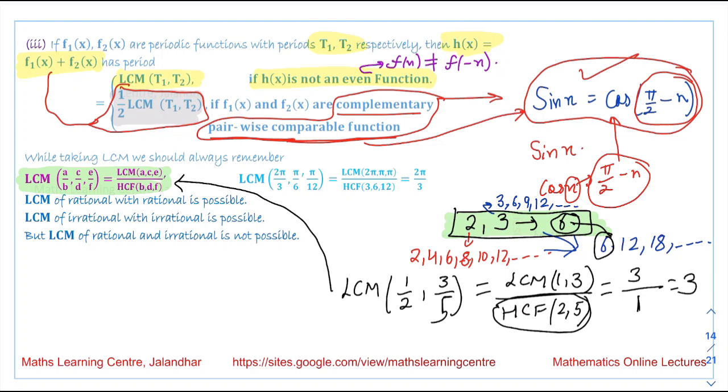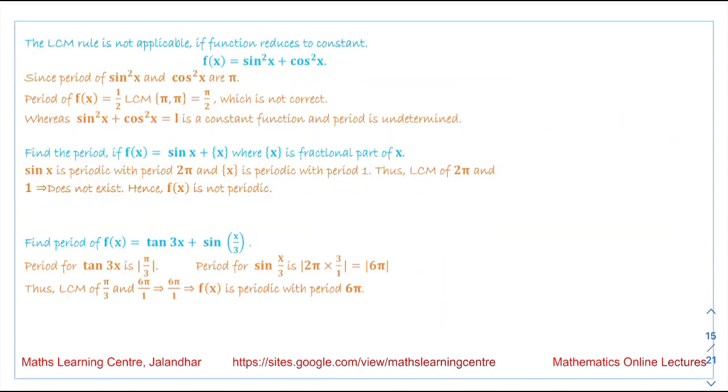It is important to note that whatever you have studied till now, you have studied the LCM and HCF for natural numbers. These are the definitions when we have the numbers in the form of fractions. Next, the LCM of 2 pi by 3 and pi by 6. The answer is the LCM of the numerators, 2 pi comma pi, and the HCF of the denominators, 3 and 6. The LCM of 2 pi and pi is 2 pi, and the HCF of 3 and 6 is 3. So the answer is 2 pi by 3.